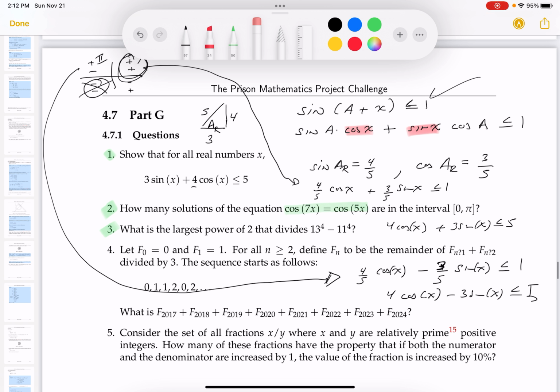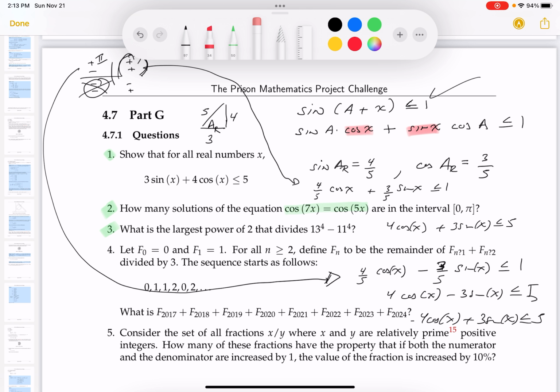And the other one over here, likewise, similar argument. Let me write that down for you. Similar argument. That would be -4 cosine of x plus 3 sine of x less than or equal to 5. Yeah, I'm getting it. All right.